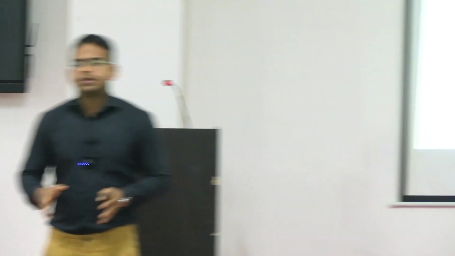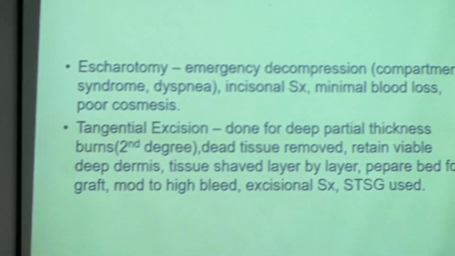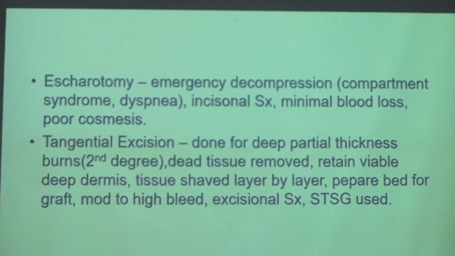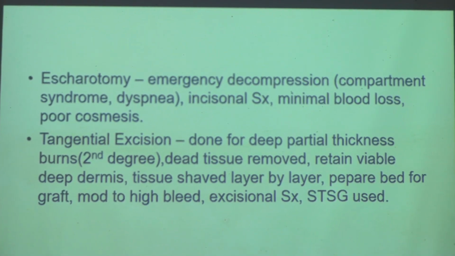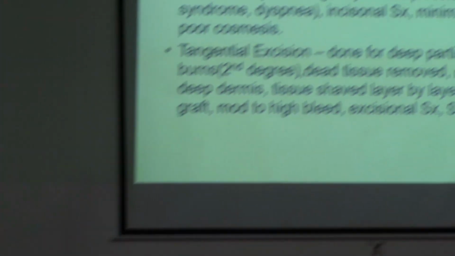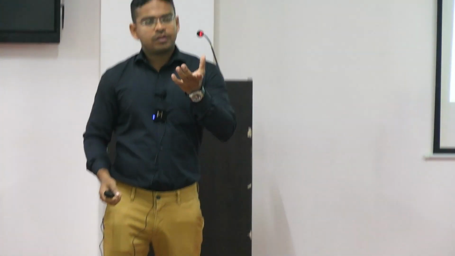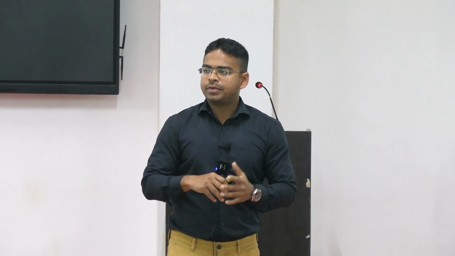So what is escharotomy? Eschar is a black, hard tissue that is formed after a burn. Escharotomy is an emergency procedure. Suppose a patient has eschar here on the hand, circumferential eschar is there. This will constrict this area here. Because of this constriction, a syndrome happens, which is called compartment syndrome.